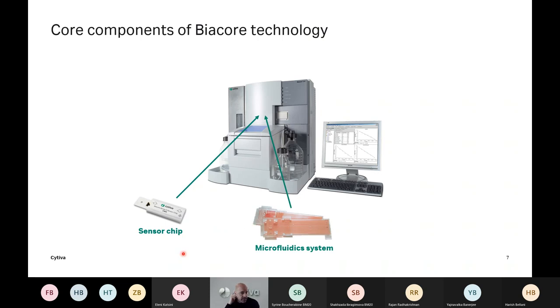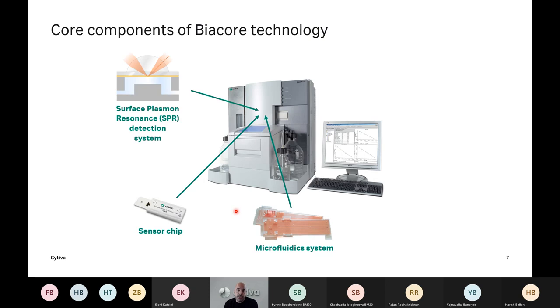Then we have the microfluidic system. These systems are based on microfluidics, providing a continuous flow of samples and reagents over the sensor chip surface. So in that way, we assure that the concentration of the molecules that we are studying is maintained constant, okay? So it's the way to assure that we are always measuring the same concentration of the molecules. The microfluidic system, we'll see later on, consists of a tiny series of channels that address all solutions and reagents to the sensor chip surface.